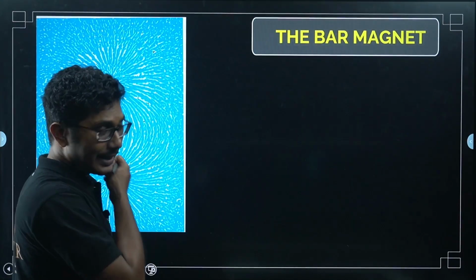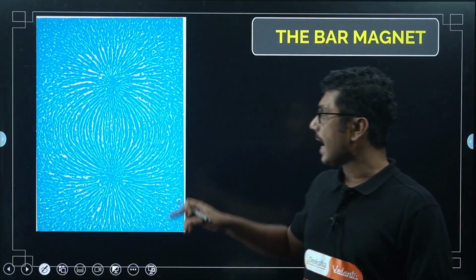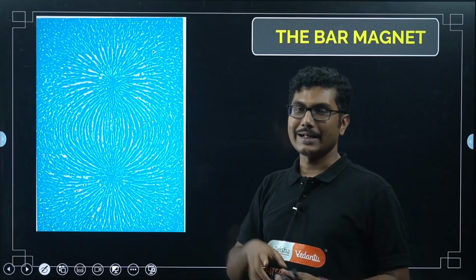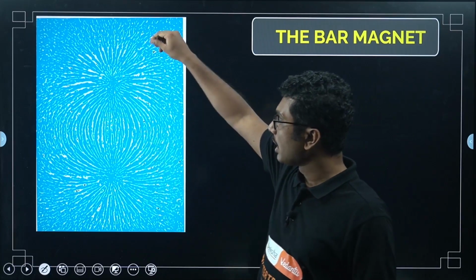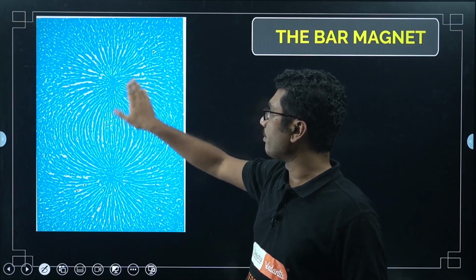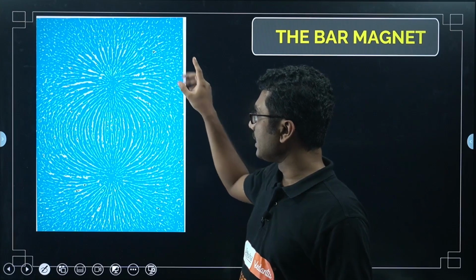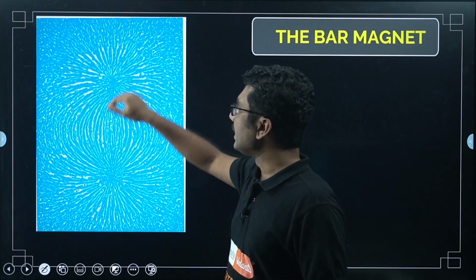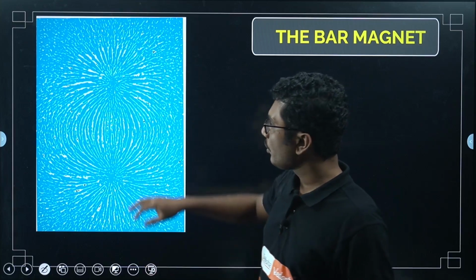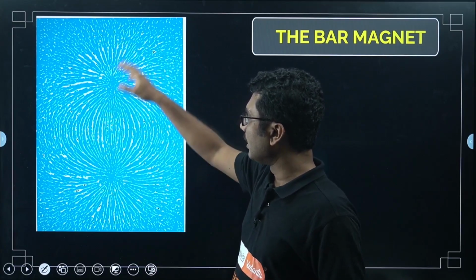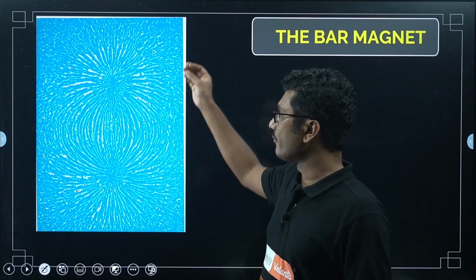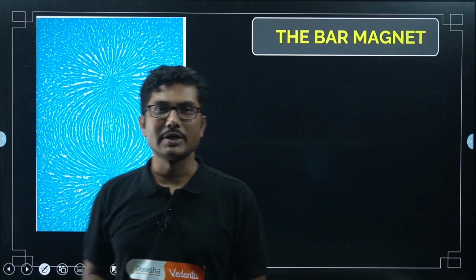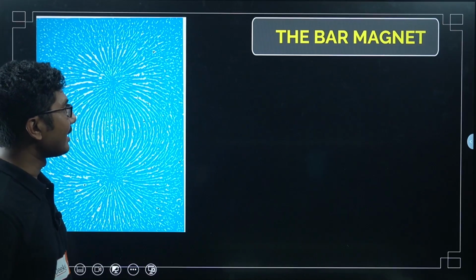Now, when you take a bar magnet, and if you put some iron filings, meaning iron dust, if you collect some iron dust from some factory and pour it on a paper with the bar magnet kept below that paper, the iron filings will arrange like this. The bar magnet will arrange the magnetic iron filings in this way. Can you tell me any similarity with anything that you have previously studied? Let's see what all we can infer from that.